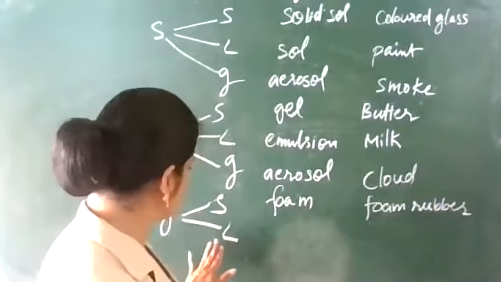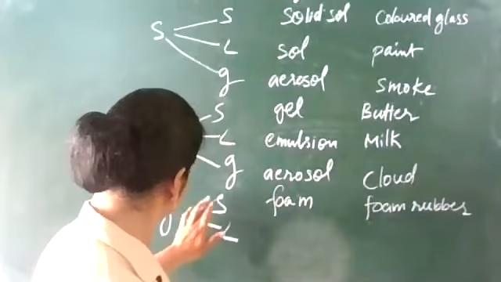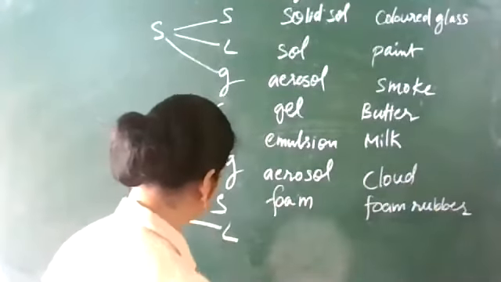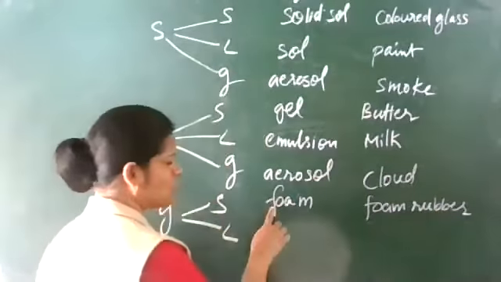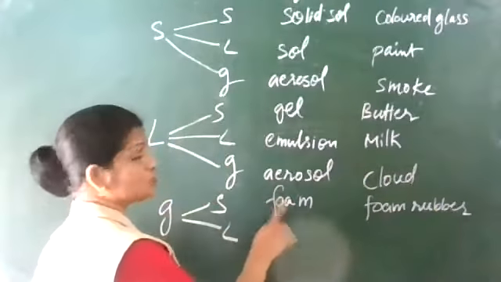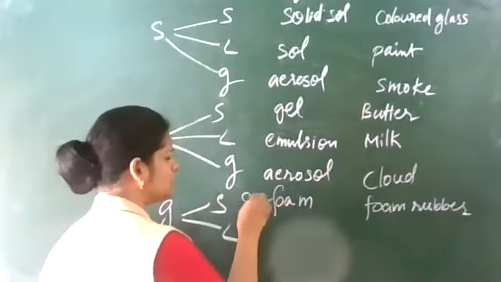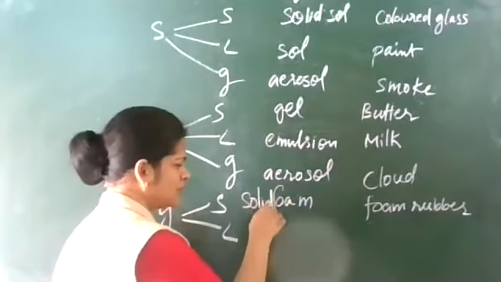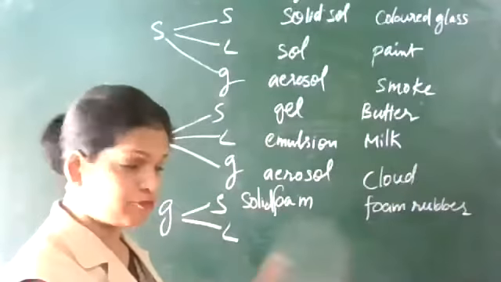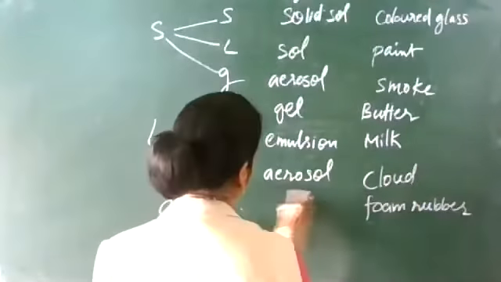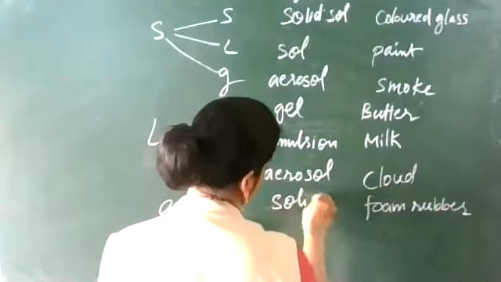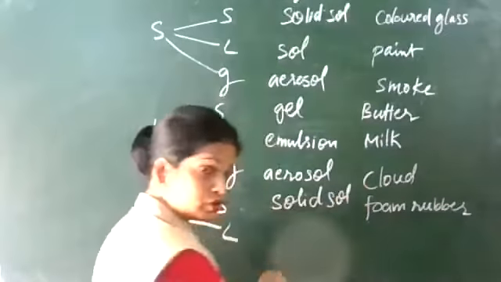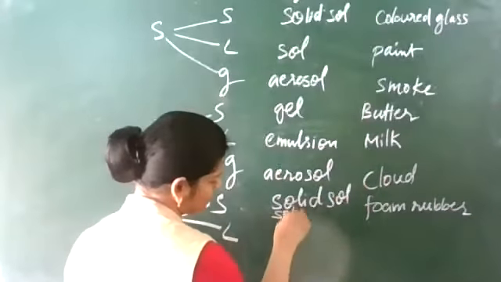Now, solid in solid. This is called solid form or solid solid. You can call it solid form. In some books it is given as solid form and in some it is given as solid solid. Solid solid or solid form.